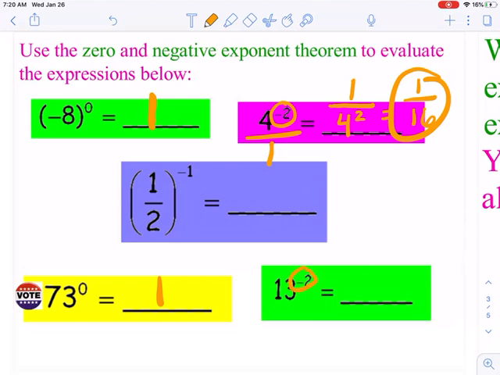We have to make this exponent positive. So I'm going to move it to the denominator. So it's going to be 13 to the second power. Again, nothing left on top, so we're going to put a 1 there as a placeholder. 13 squared is going to give us 1 over 169.